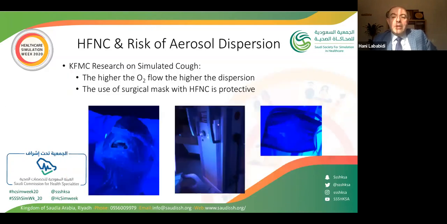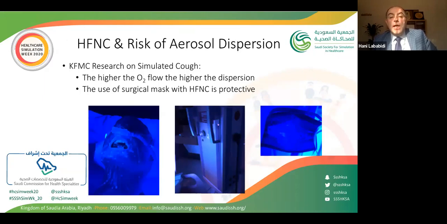The third one, what we did also: one of our colleagues was interested in having the aerosol dispersion while using the high flow. And if the patient is coughing, we have a simulated cough. And we did that also in simulation.